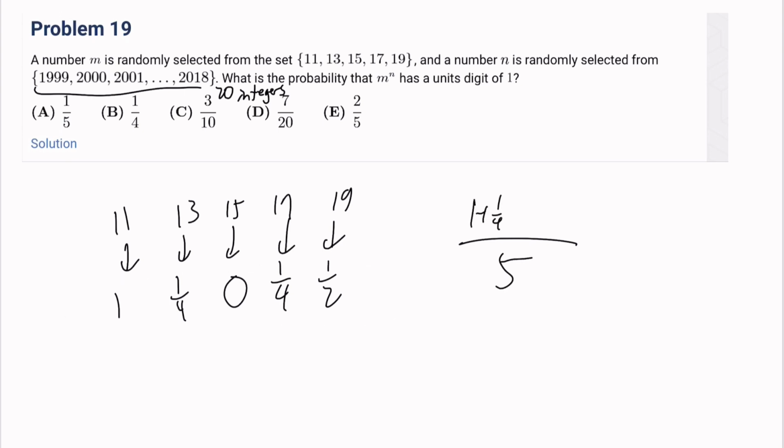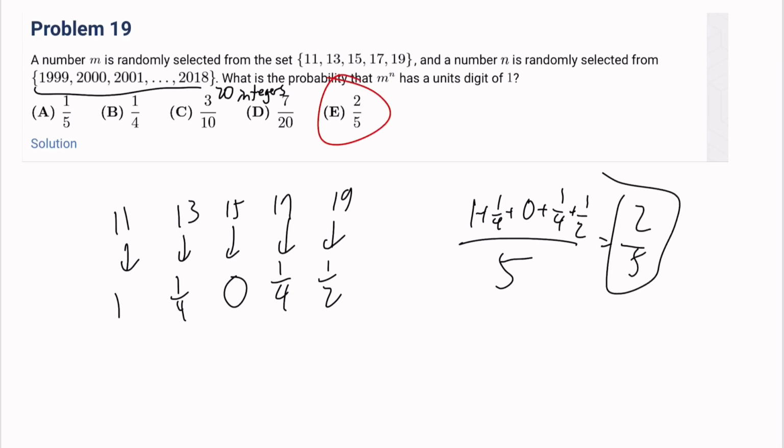So 1 plus 1 over 4 plus 0 plus 1 over 4 plus 1 over 2, this is 2 over 5, so the answer is E.